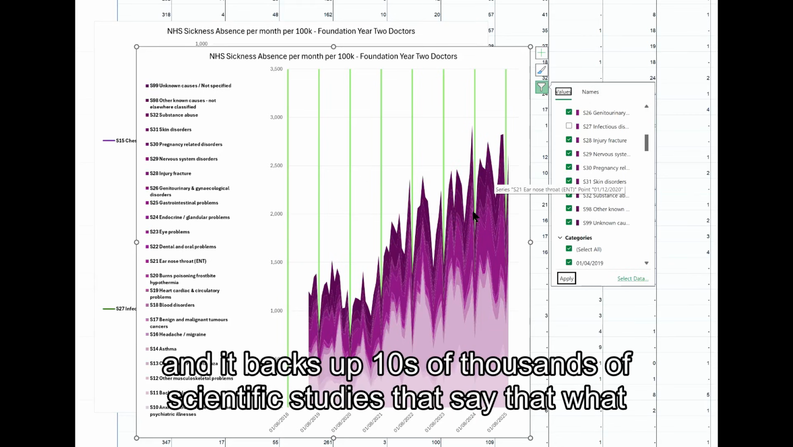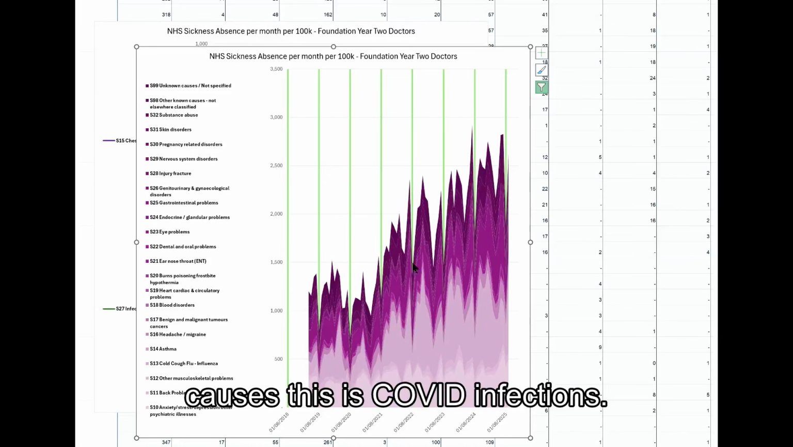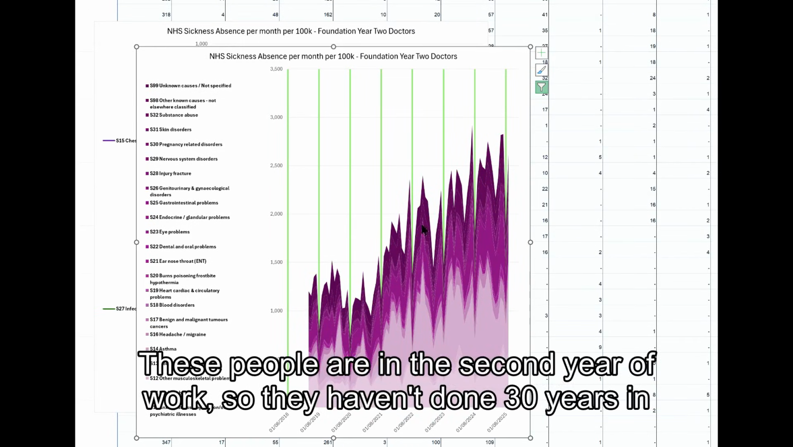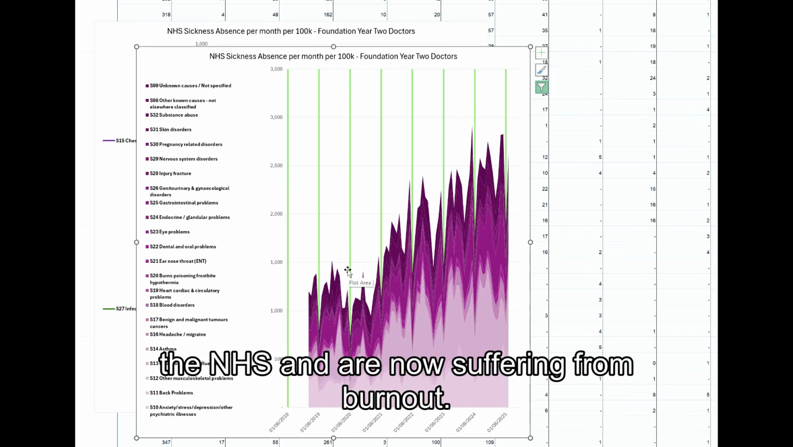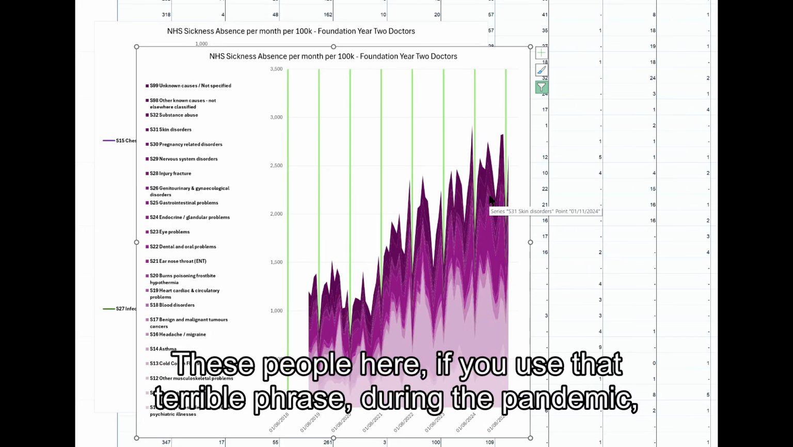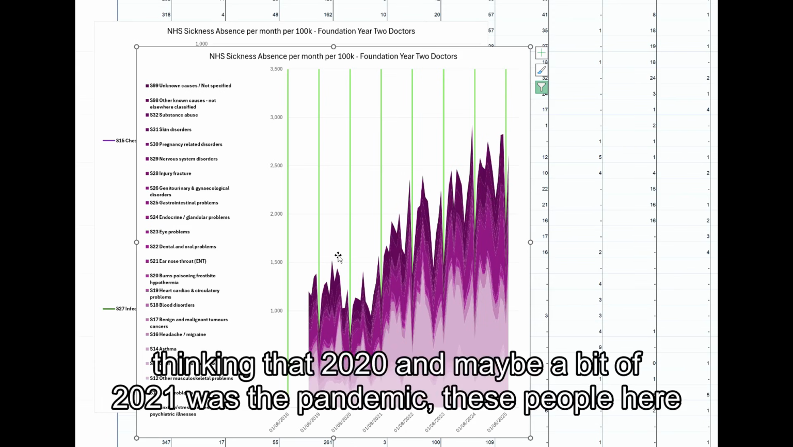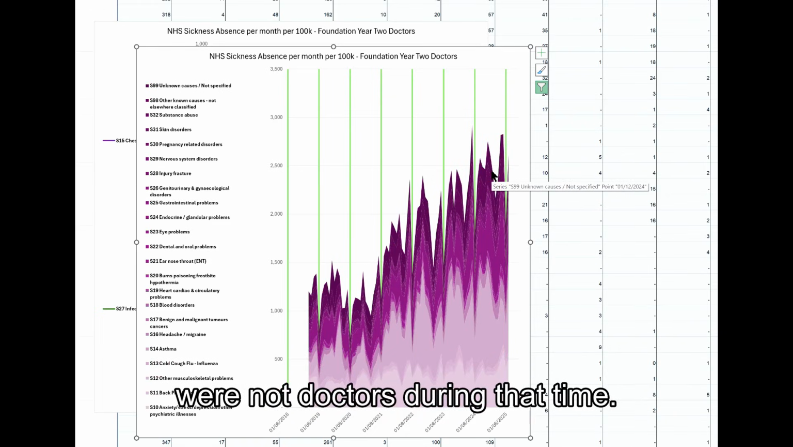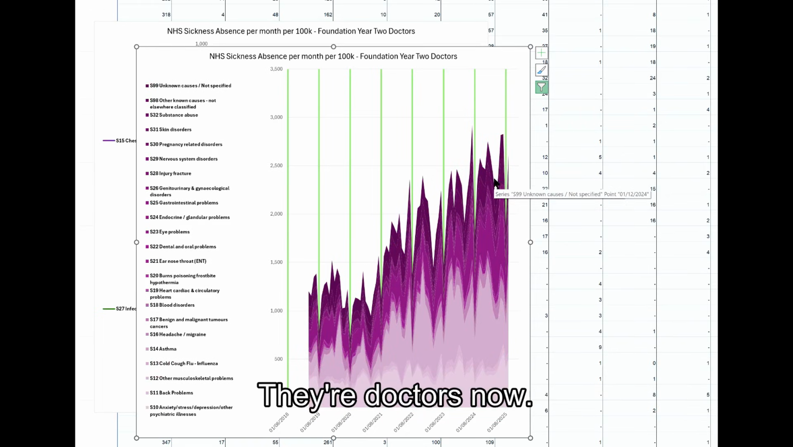And it backs up tens of thousands of scientific studies that say that what causes this is COVID infections. These people are in the second year of work. So they haven't done 30 years in the NHS and are now suffering from burnout. These people here, if you use that terrible phrase during the pandemic, thinking that 2020 and maybe a bit of 2021 was the pandemic, these people here were not doctors during that time. They're doctors now.